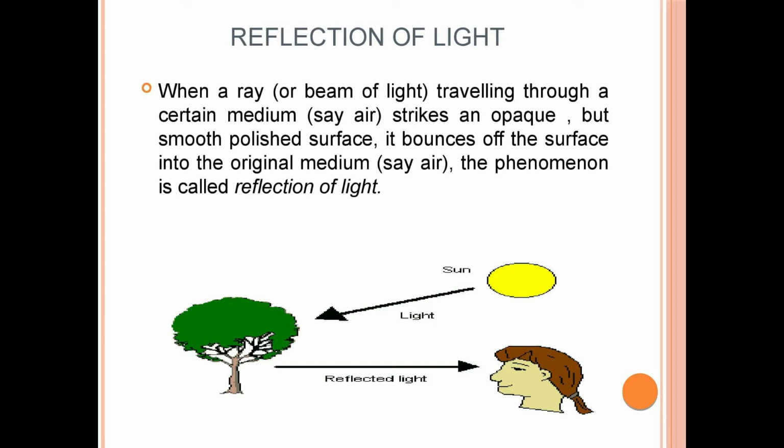As you can see in the picture, the sunlight comes and falls on the tree, and then the light gets reflected, and this reflected light enters into our eye, and we can see the tree. Okay, so it is the reflection of light.